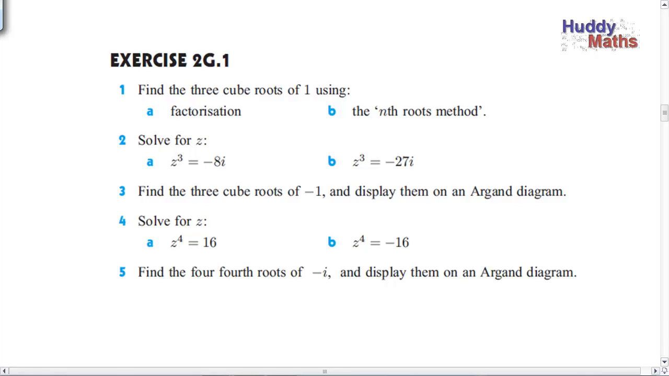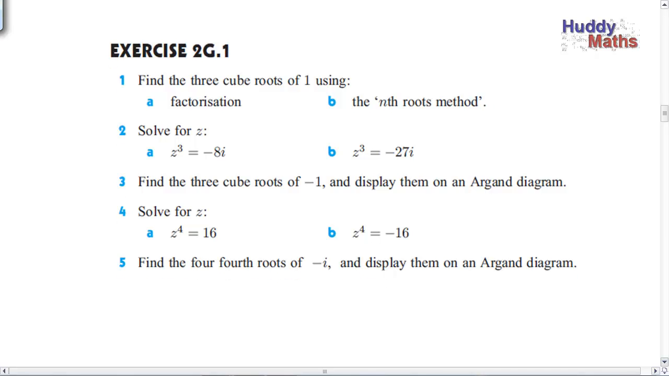Okay, here we are. Find the 3 cube roots of 1 using both methods and so on. I think you should be able to do these. You need to do all of them because this is a very important thread in the course. It's coming up later in something called quadratic iterations. We're going to see this again. And it's a very important notion. Okay, I'll pause the presentation, have a go, and I'll show you the fully worked solutions down below in a minute. So here we go.